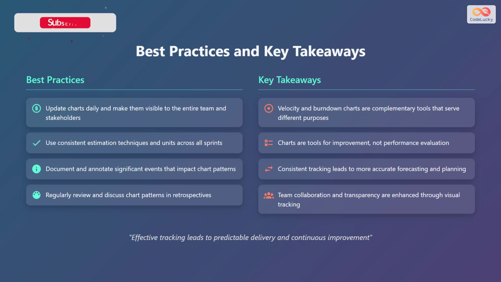Some of the key takeaways are that Velocity and Burndown Charts are complementary tools that serve different purposes. Also, charts are tools for improvement, not performance evaluation. Consistent tracking leads to more accurate forecasting and planning, and team collaboration and transparency are enhanced through visual tracking. Remember, effective tracking leads to predictable delivery and continuous improvement.